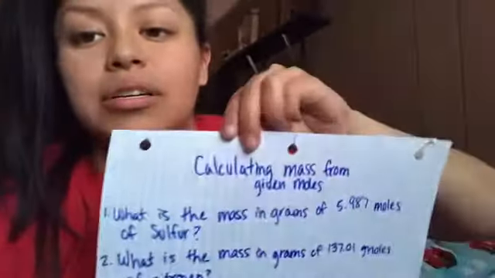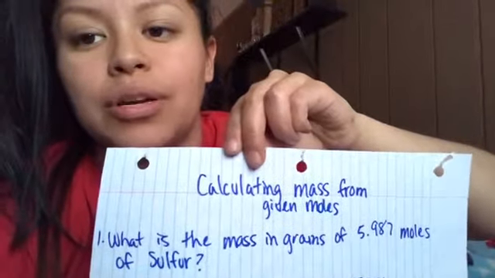So next, we're going to be calculating the mass from given moles. So what is the mass in grams of 5.987 moles of sulfur is the first question right here. So we know that sulfur has a molar mass of 32.07.